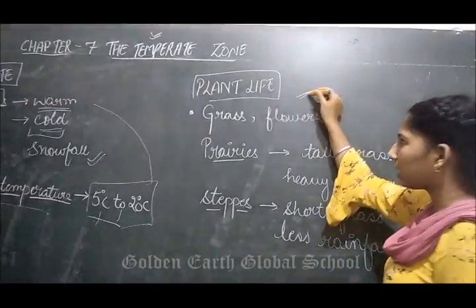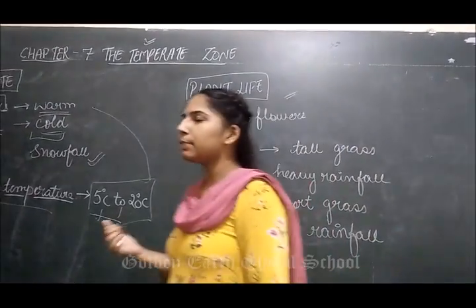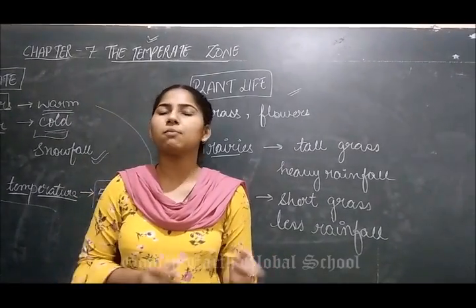Now talking about the plant life. Plant life in the temperate zone: mainly grasses and some flowers are found.